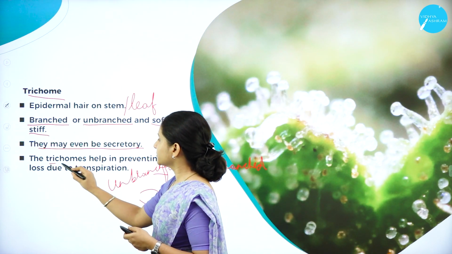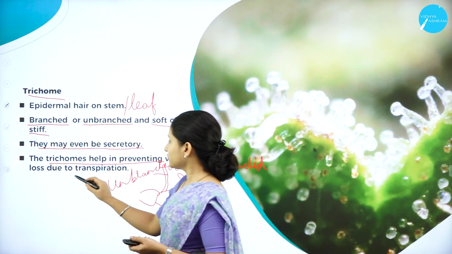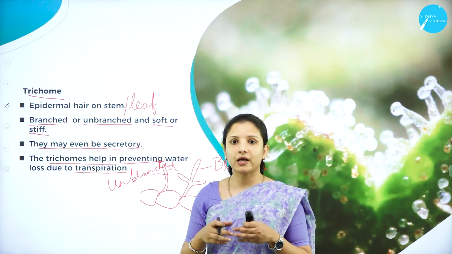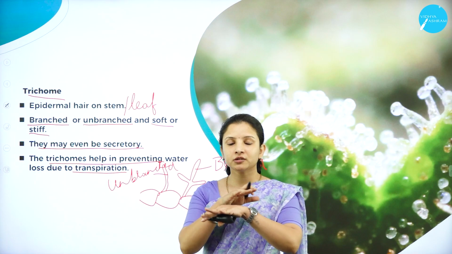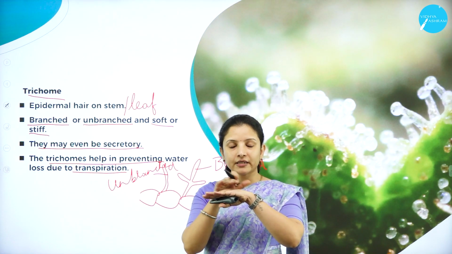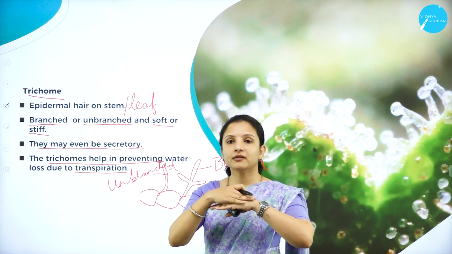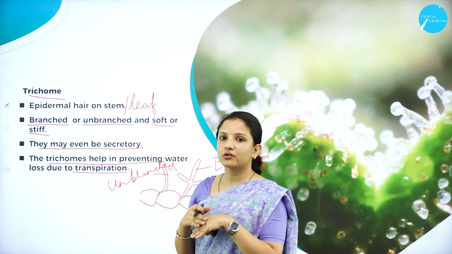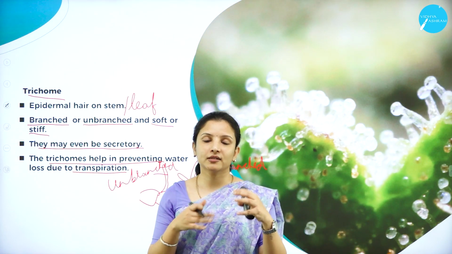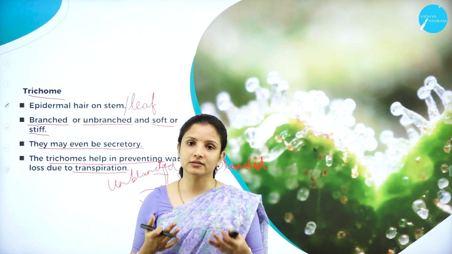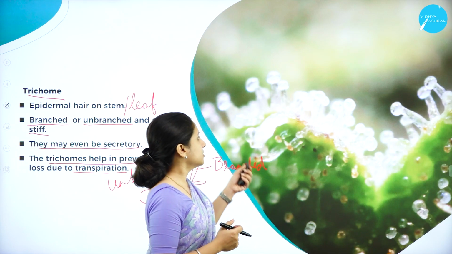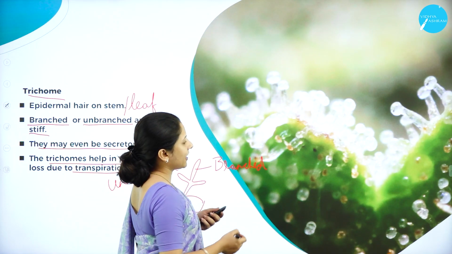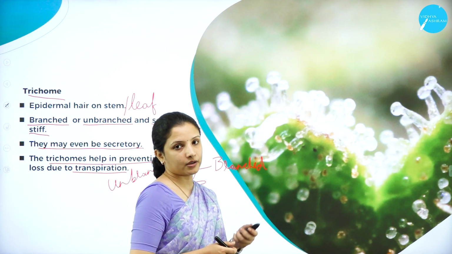And also the trichomes help in preventing water loss due to transpiration. In plants which have a lot of trichomes, the loss of water is minimal. Why? Because those hair-like structures cover the entire epidermal surface, therefore preventing the excess loss of water during transpiration. Therefore, trichomes are very important in plants when there is an adverse environmental condition such as drought or very high temperature. So here you can see simple trichomes. As you can see, these are the hair-like structures present on a plant.